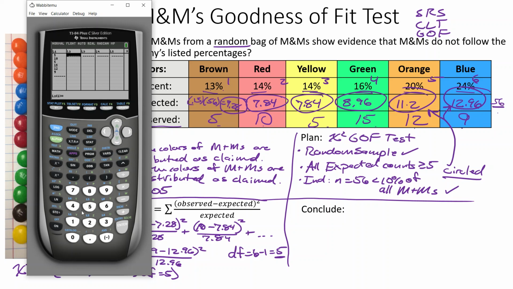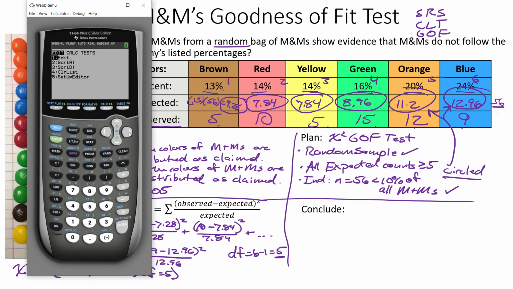Next list, this one's going to be 7.28, and 7.84, another 7.84. The order does matter here, 8.96, so they need to match up. 11.2 and 12.96. All right, so we do have the same number in each list.